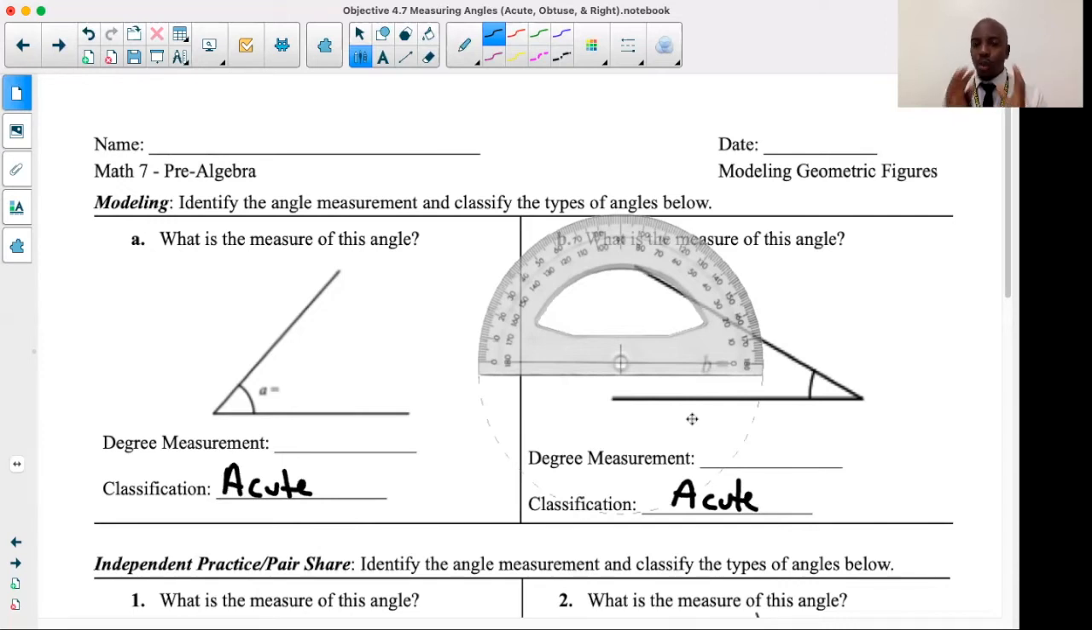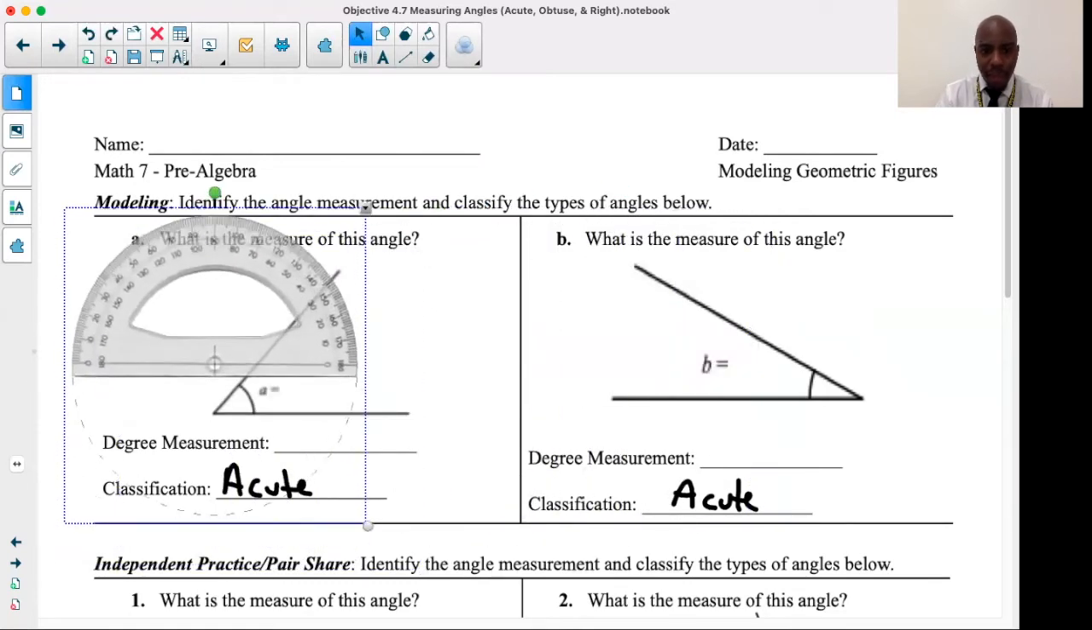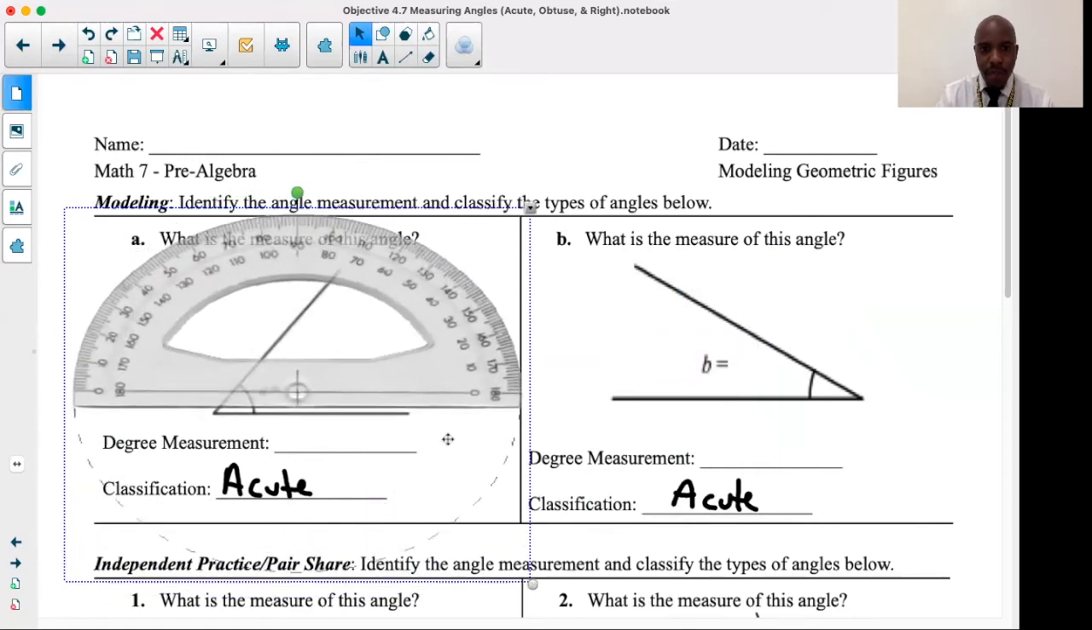Now, why did I put 2 acute angles for me to model? Because they look different. They do look different in terms of the direction that they're facing. And I want to show you how to calculate the angle measurement when they are facing this way. Okay, so first thing you're gonna do is take your protractor, and I have my protractor on the screen. I'm gonna grab it, and I'm gonna just move it over to where my angle is. I might make it a little bit bigger so you can see it and we can read it together, right?